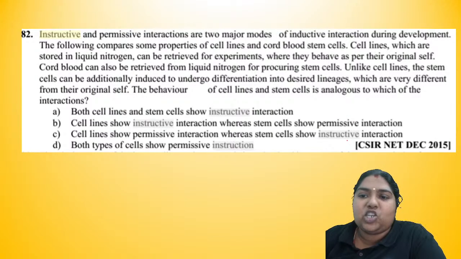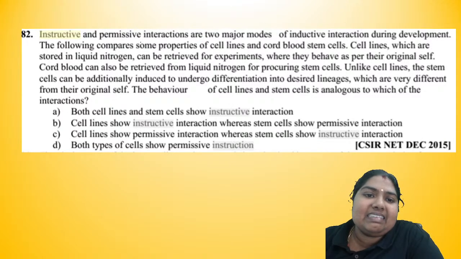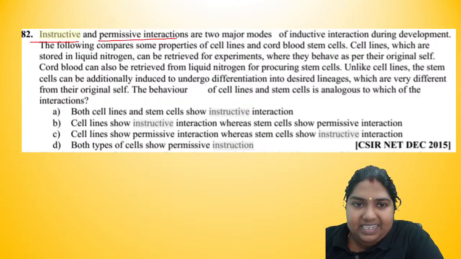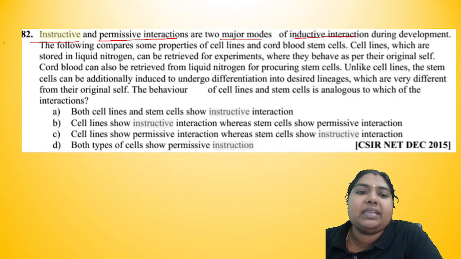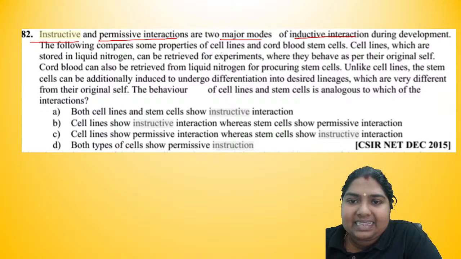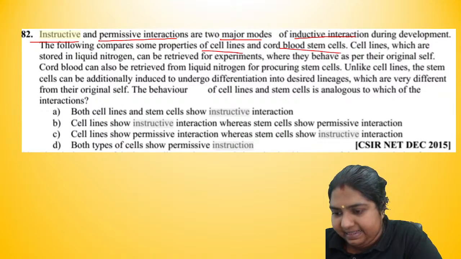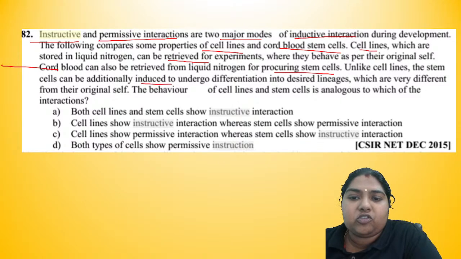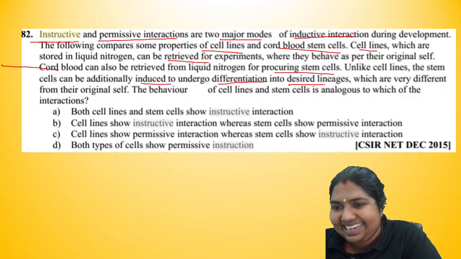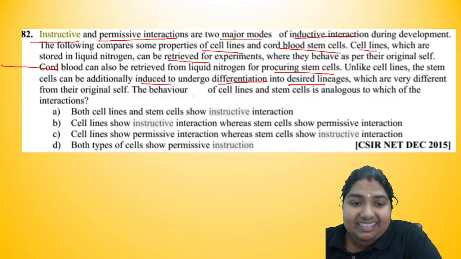Okay, one more question. This is regarding the instructive and the permissive interactions. There are two major modes of inductive interaction during development. The following one compares cell lines with cord blood stem cells. Just now we saw the concept. The cell lines which are stored can be retrieved. The cord blood can be retrieved for procuring stem cells, and the stem cells are induced to undergo further differentiation to the desired lineage. So which of the behaviors is correct?